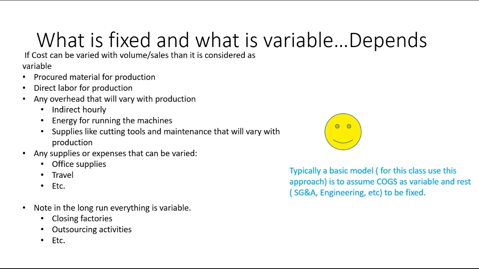Now, one quick comment, I kind of touched on it, fixed and variable. I will give you the punchline, which is in the blue on the right under the smiley face. From a classroom perspective, from a textbook perspective, for an analysis perspective, typically a basic model, and again for this class you can use it, is to assume that the cost of goods sold is a variable cost, which means it moves with the quantity, and the other costs, which are SG&A, engineering, etc., to be fixed. So that is a safe assumption for the analysis.